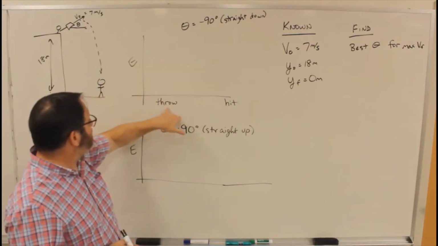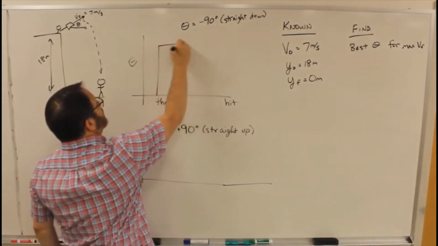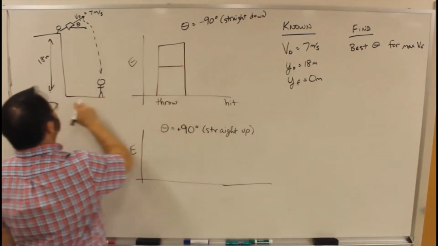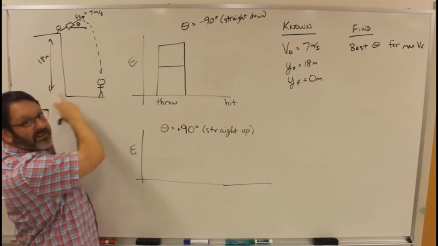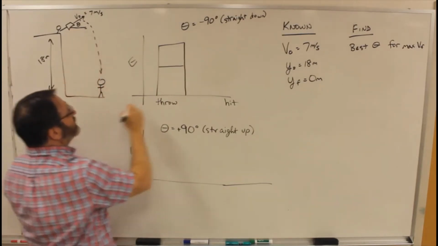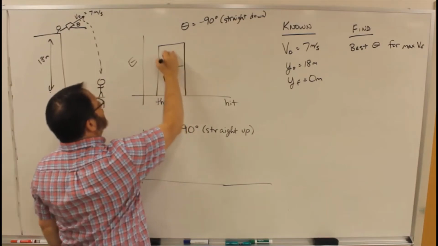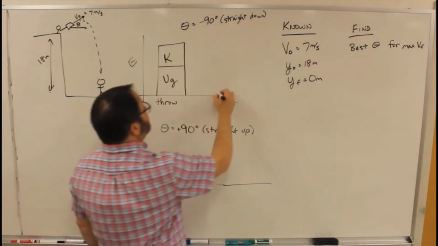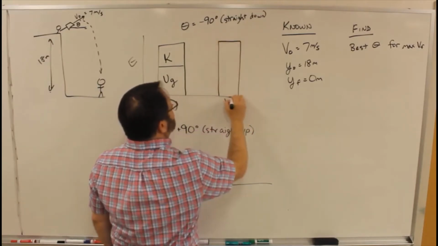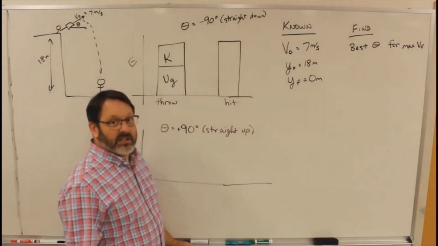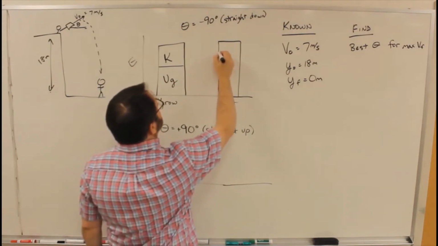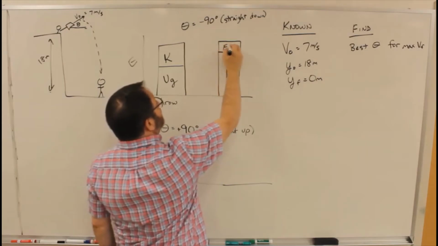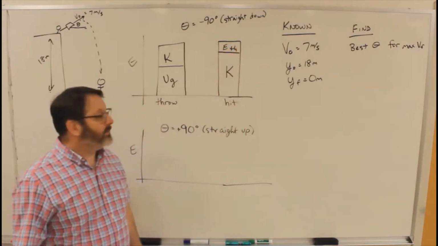So initially, when we throw the brick, if gravitational potential energy is 0 at the bottom, then it has gravitational potential energy at the beginning. It also has kinetic energy at the beginning. At the end, it used to have only kinetic energy. Now it's got still a lot of kinetic energy, but also some thermal energy.